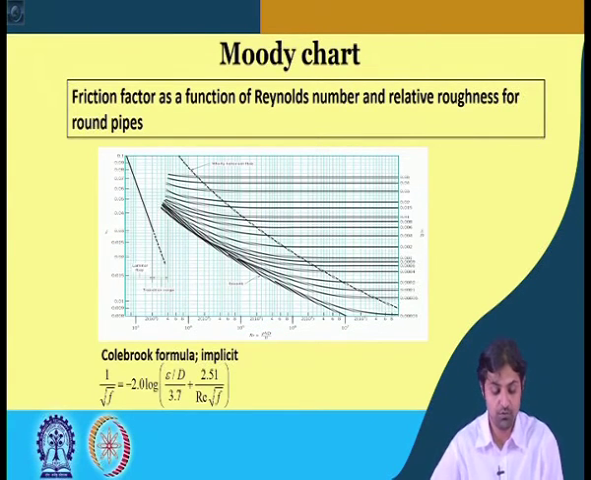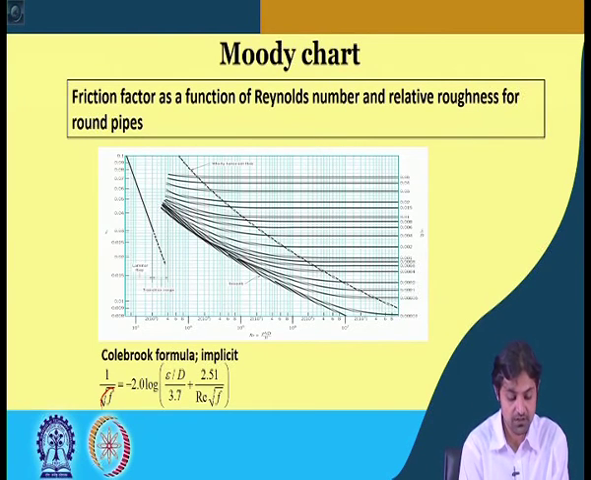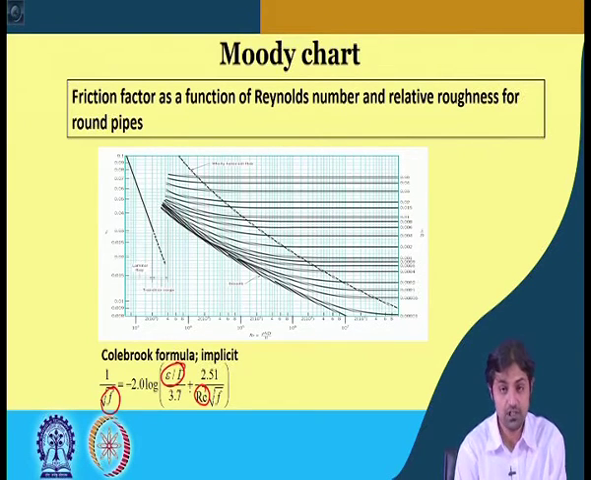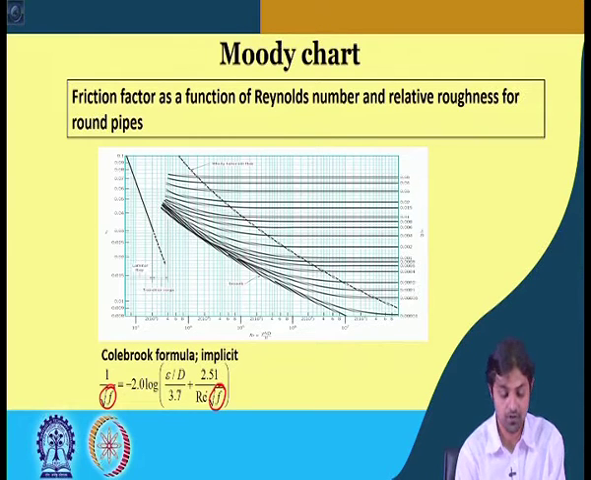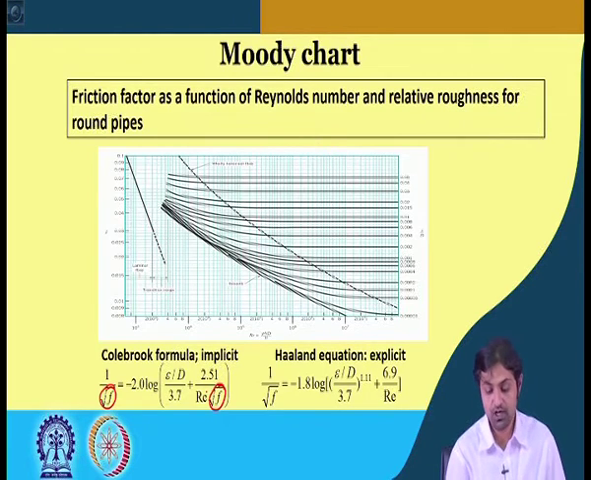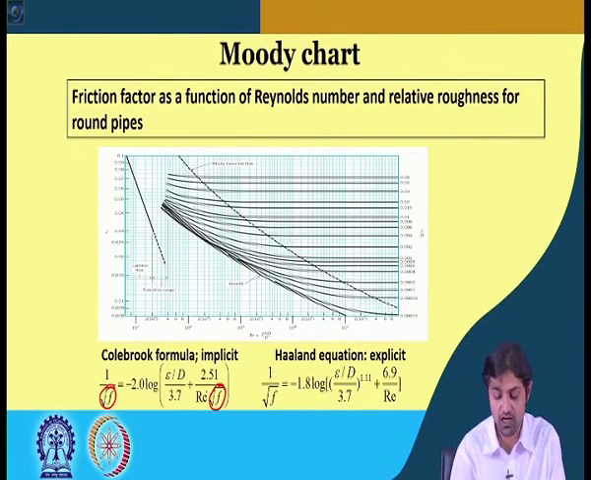One is the Colebrook formula which relates this friction factor F to epsilon by d and Reynolds number. Can you see there is one trick in this formula? If you note, F is on the left hand side and F is also on the right hand side. That makes it implicit in nature. But I still expect you to remember this formula. The solution for this formula can be done through trial and error. Or you can use another formula which is totally explicit in nature, which is called the Haaland equation.